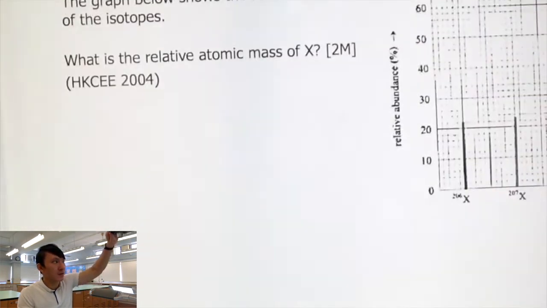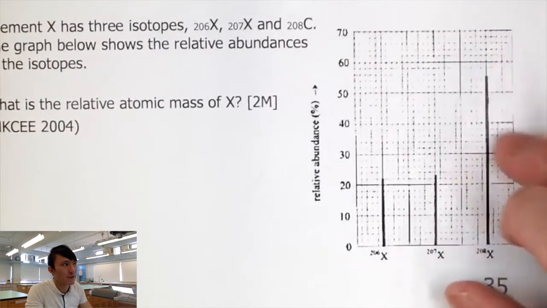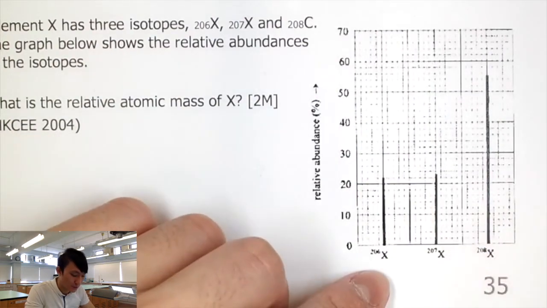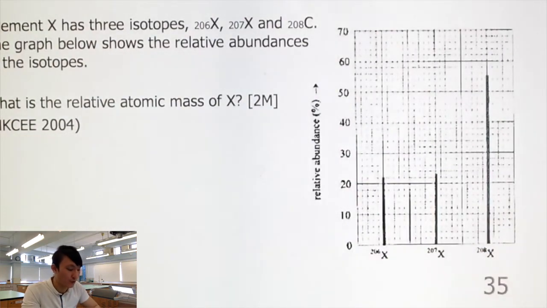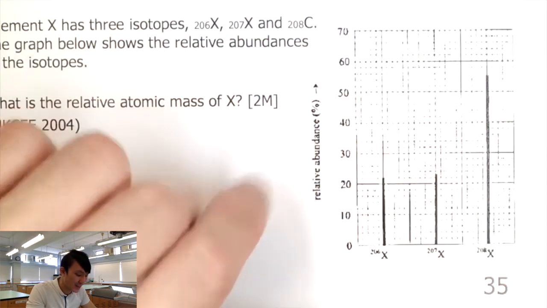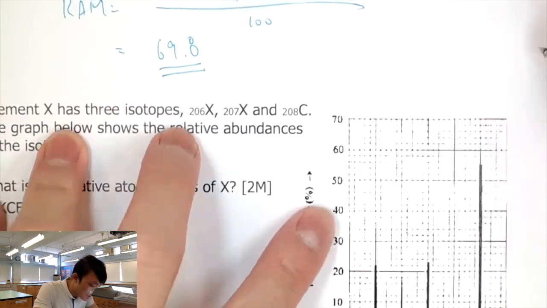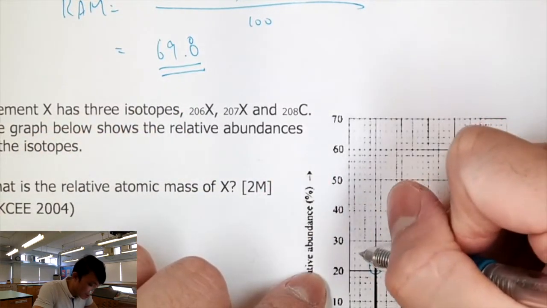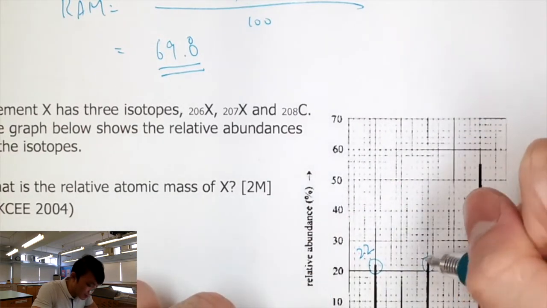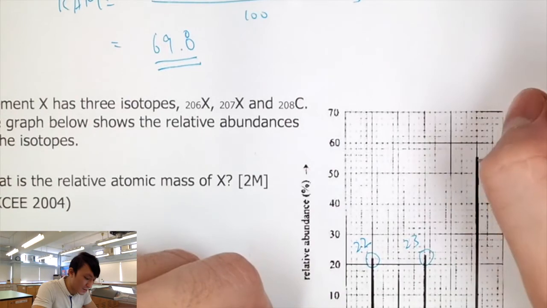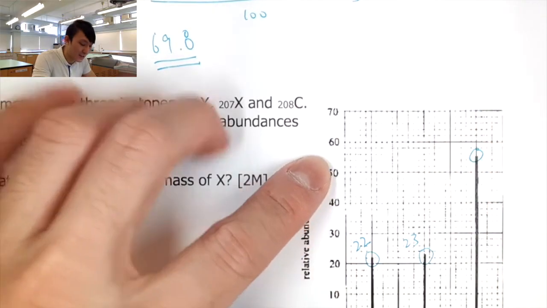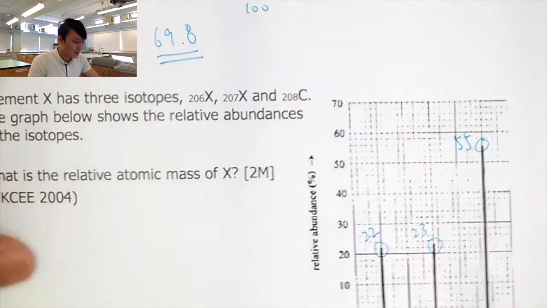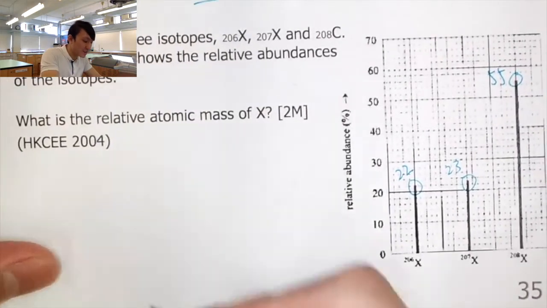Now, question 5 is a little bit different because this time they give you a graph. So this graph basically tells you the relative abundance of the 3 isotopes. So you have to get all the percentages from the graph, but it's not too difficult, I guess. So here for 206, I think this is 22. And here I think it is 23. It's a little bit more. And this one, even if you can't read it easily, you can tell it has to be 55 because all of these added together must be equal to 100. Okay?